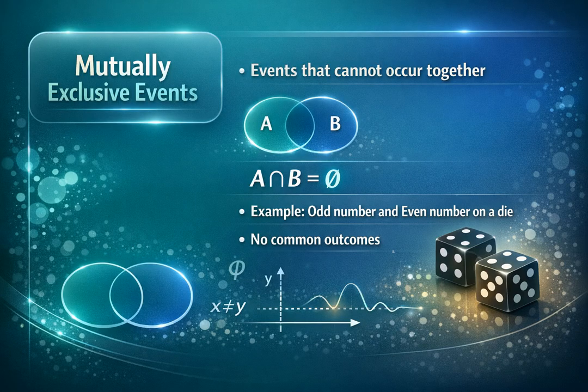Two events are mutually exclusive if they cannot occur together. Their intersection is empty, no common outcomes. For example, getting an odd number and getting an even number on a single die roll are mutually exclusive. A number cannot be both odd and even simultaneously. Mutually exclusive events have no overlap.